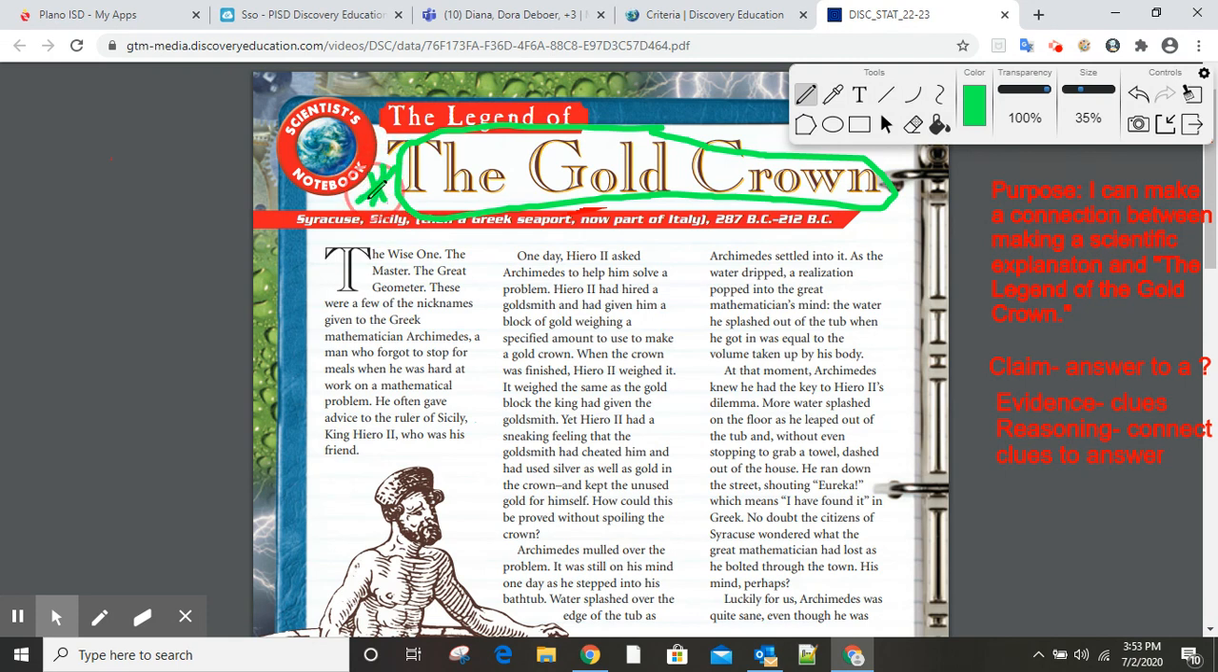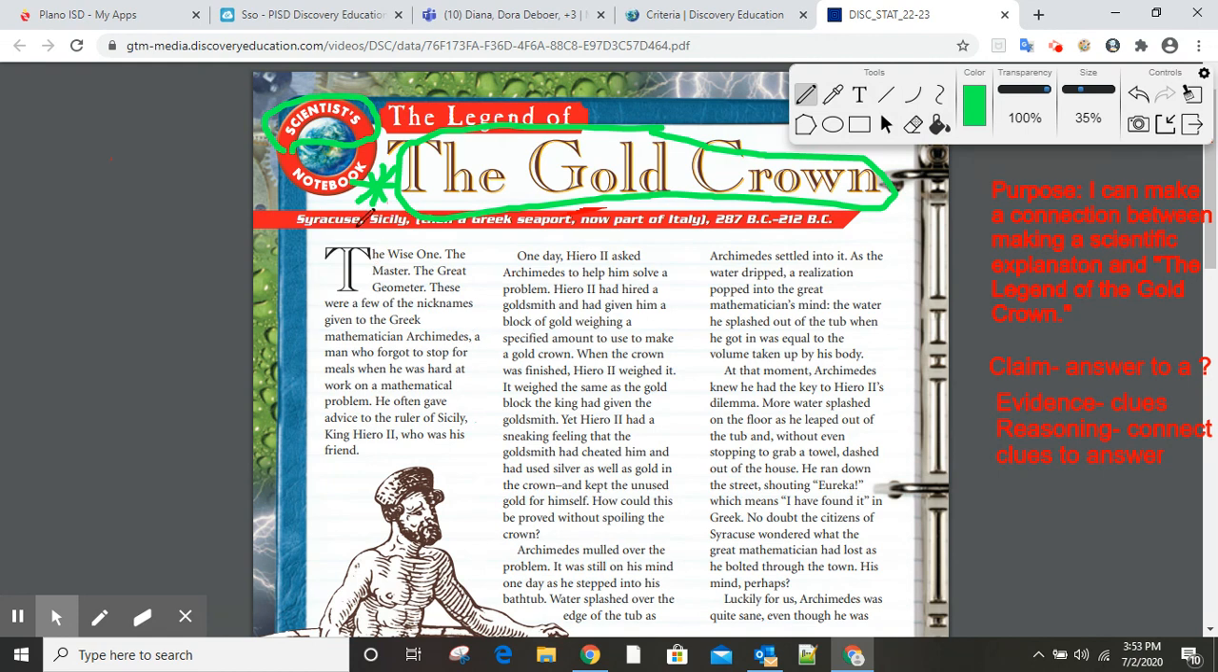Now, a legend is something that happened a long time ago, maybe true, maybe not true, based on true, usually. But this must be about the gold crown because why would the author make it so big compared to the legend of? The gold crown is what is important. Also, I want to make note that it says scientist's notebook. So this reading passage is about something scientific. I'm just going to circle that.